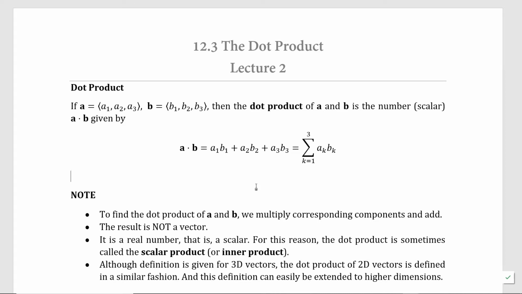It's not a vector. And for this reason, this is sometimes also called the scalar product or inner product. This definition is given here for a three-dimensional vector. But this can also be defined for two-dimensional vectors and can easily be extended for the case of n-dimensional vectors.